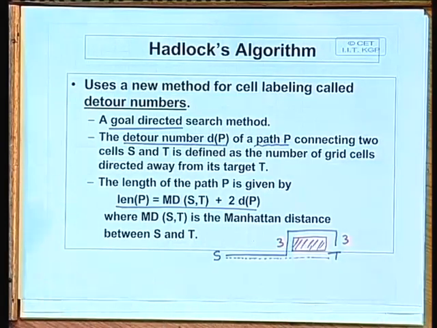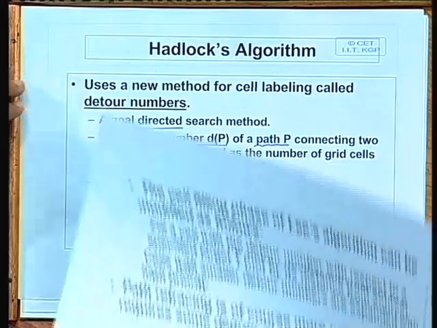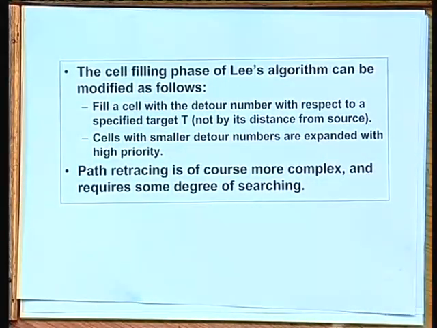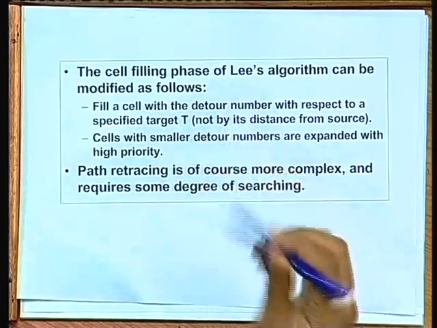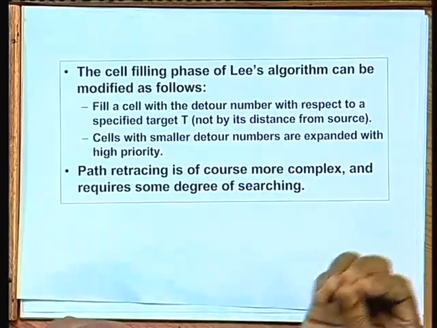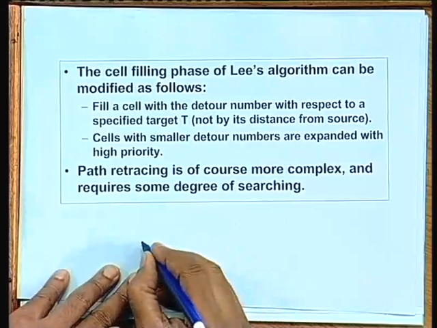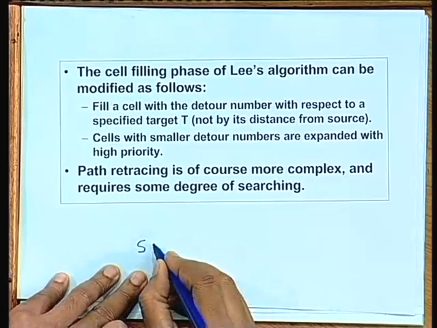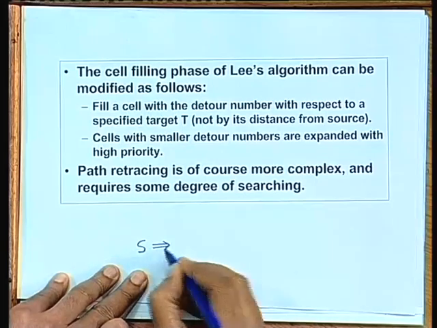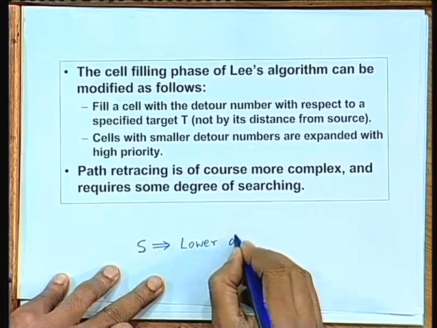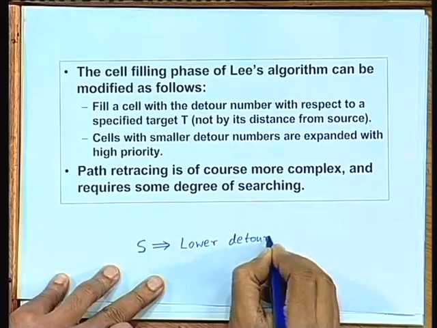Now, using detour number we can modify the cell filling phase of Lee's algorithm like this. In case of Lee's algorithm we started with the number 1, then 1, 2, 3, 4, in that way we proceeded in a breadth first fashion. But in this algorithm, starting from a given source, we will always try to move towards a direction which will give us a lower value of detour number.